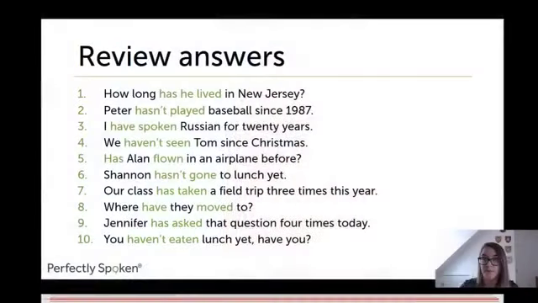You'll notice with these as well, I did include some irregular verbs. For example, number 3, speak, spoke, spoken. So well done if you got these irregular ones correct. That's really well done. Good.